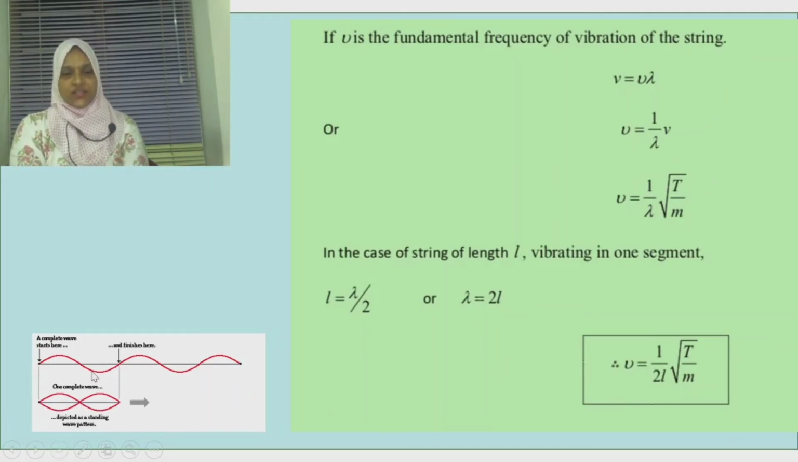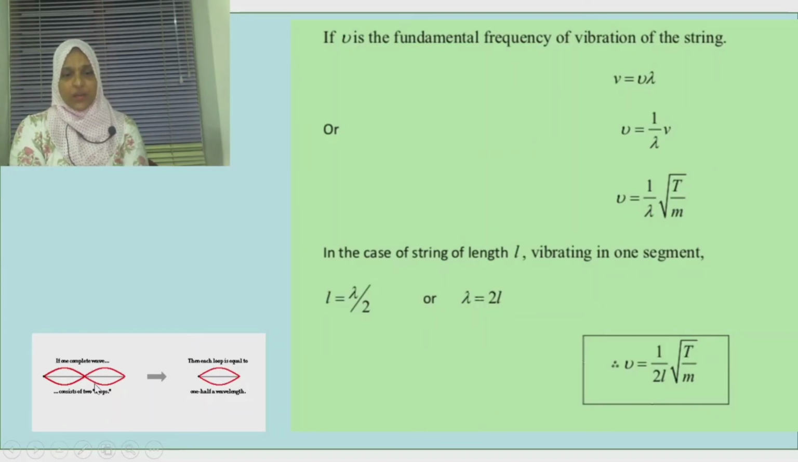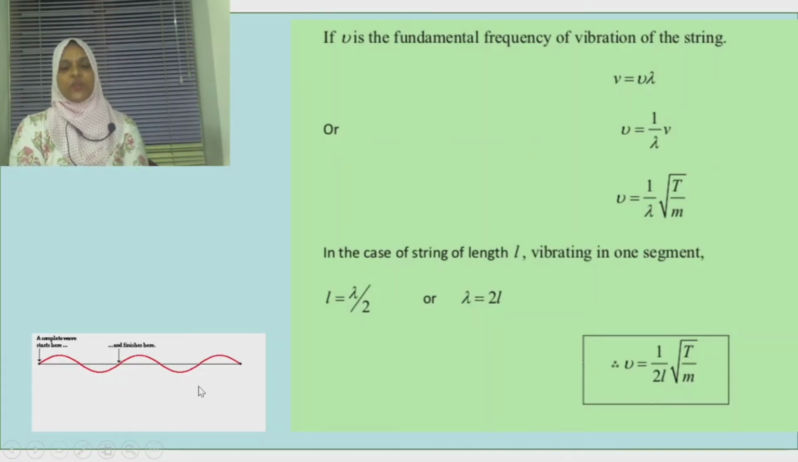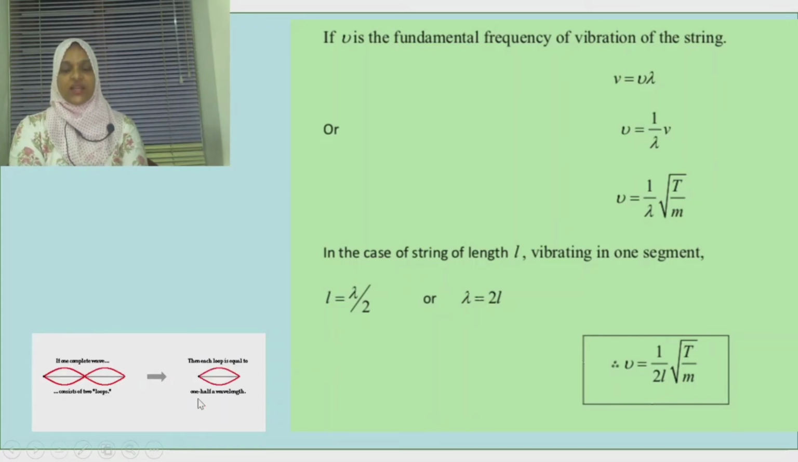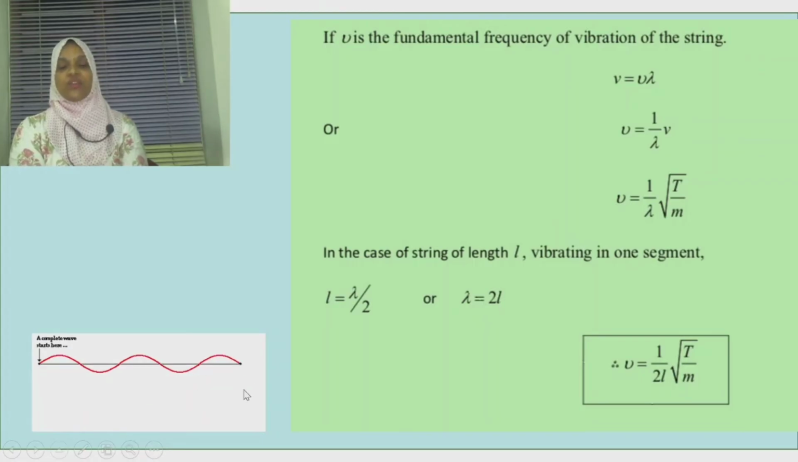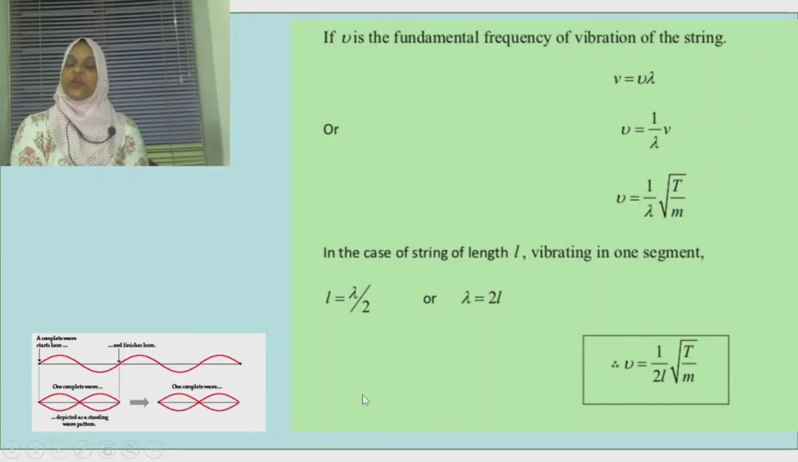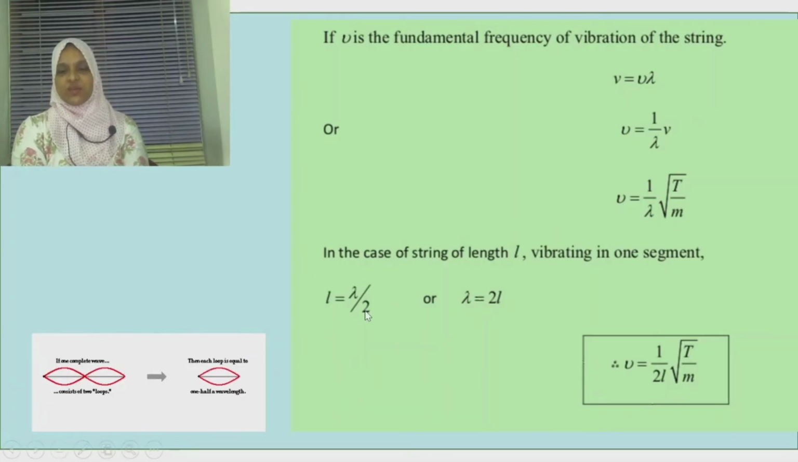Now here, if you are considering waves along a stretched string, and if you consider one complete wave, it will be like this. Then each loop will have a length equal to half of the wavelength. That is, if this is one complete wave, then it consists of two loops. Then one loop will be equal to 1/2 of the wavelength. That is, L will be equal to lambda by 2. The length of our string will be equal to half the wavelength, where lambda is the wavelength of the wave. That is, L is equal to lambda by 2, or lambda will be equal to 2L.